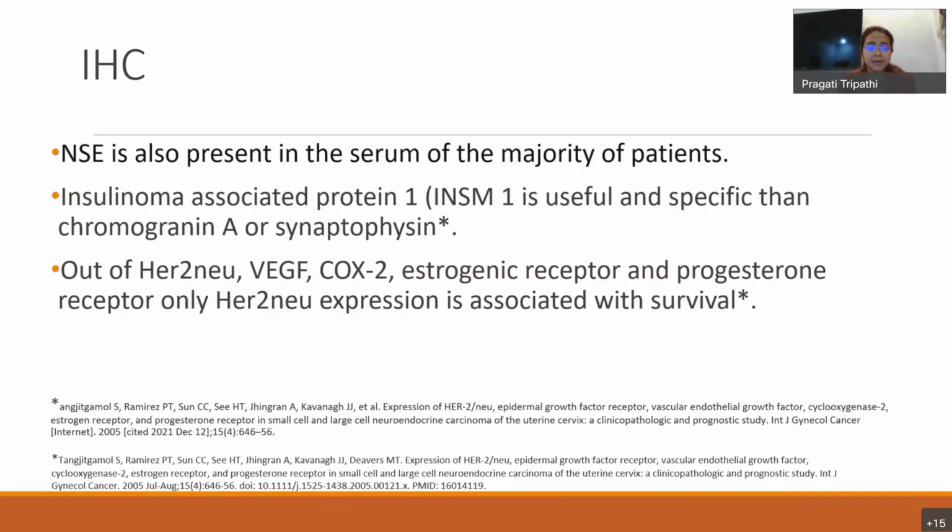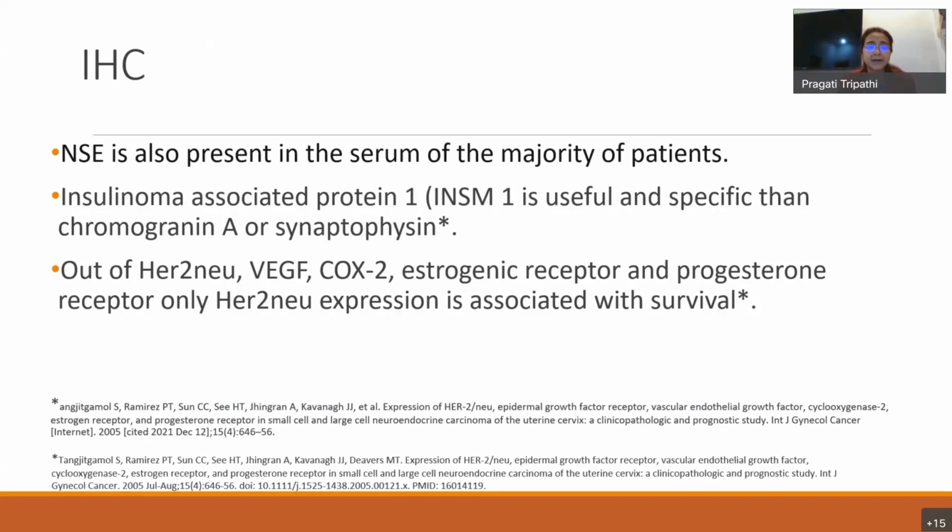And there is another novel IHC marker, that is insulinoma associated protein. It is very useful and specific in high-grade neuroendocrine cervical cancers. There is a study where it has been found that insulinoma associated protein was present in 95% of the cases, whereas chromogranin A and synaptophysin were found in 85% of the cases in high-grade neuroendocrine cervix.